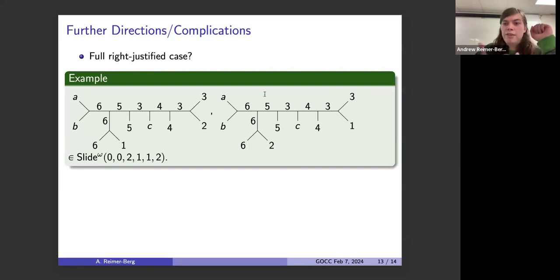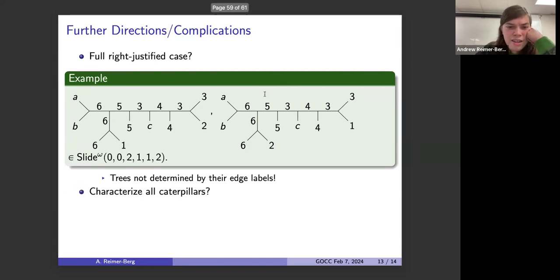And so here we have 2 different trees with the exact same edge labels, and they're in the same slide set. And so that means that in general, the trees are not purely determined by their edge labels. And so that means the tools we've used so far alone are not going to work. There are some other ideas that show a lot of promise, but we don't have complete results there yet. So I'm not going to say a lot more about that.